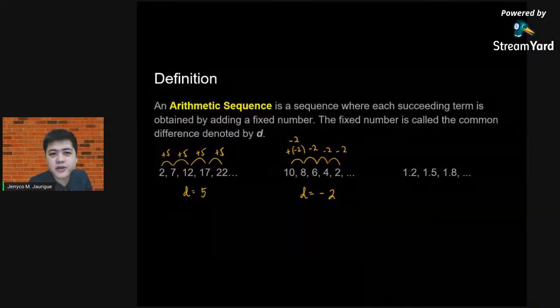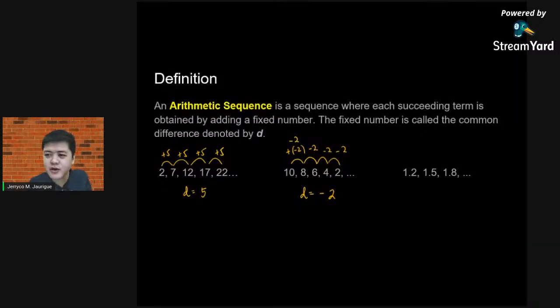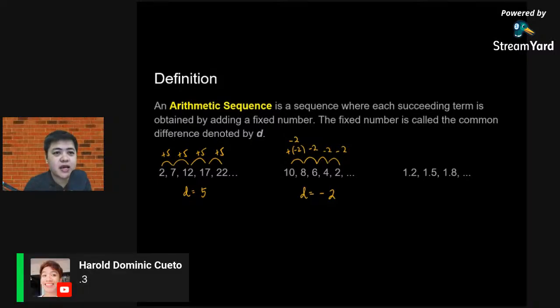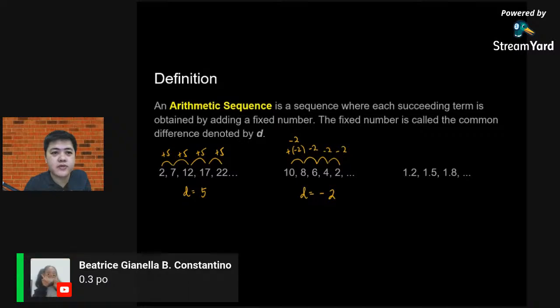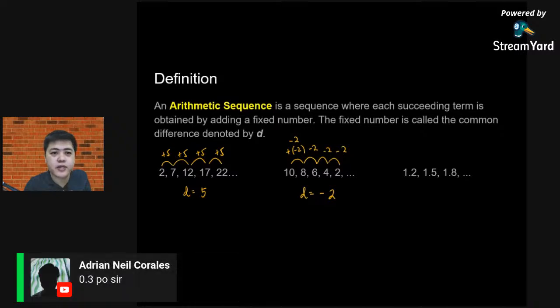How about the third one? Those of you on the live, what is the common difference of this third example? 1.2, 1.5, and 1.8. Next live, I should have something where you can click. I'll study that. Those on the live, what is the common difference? Harold says 0.3. Bea says 0.3. Adrian says 0.3 too. Yeah, very good.